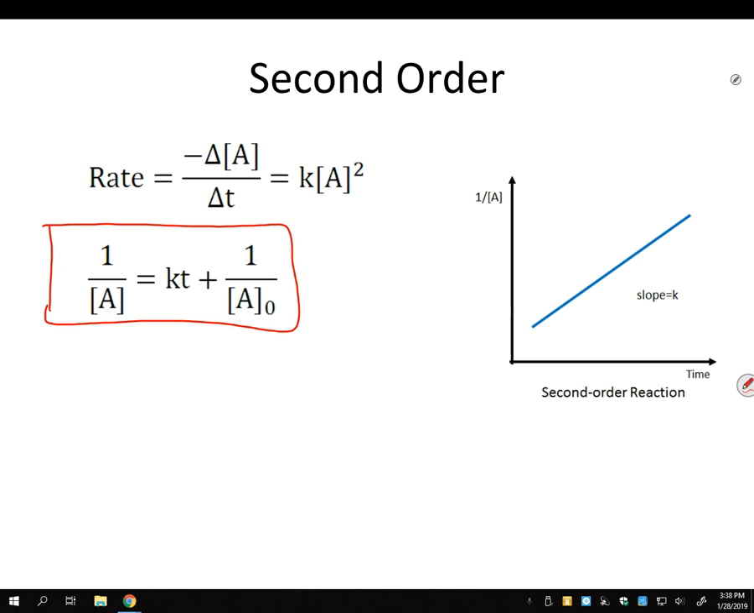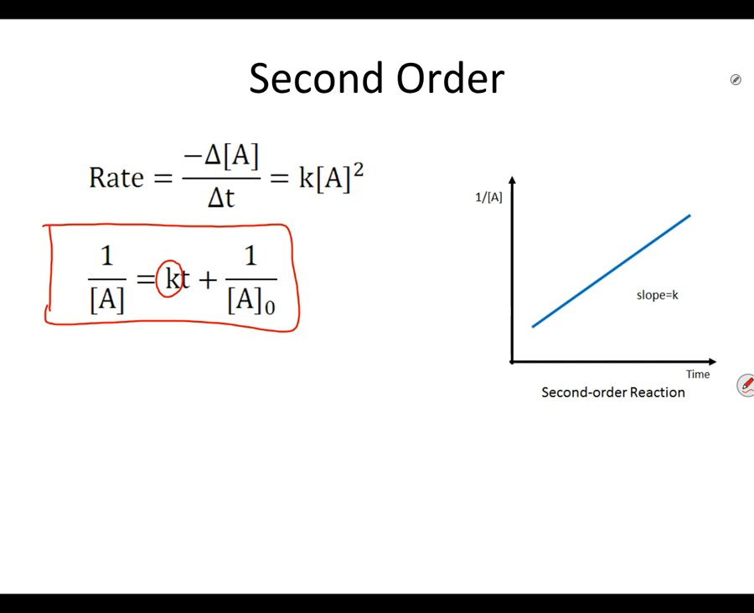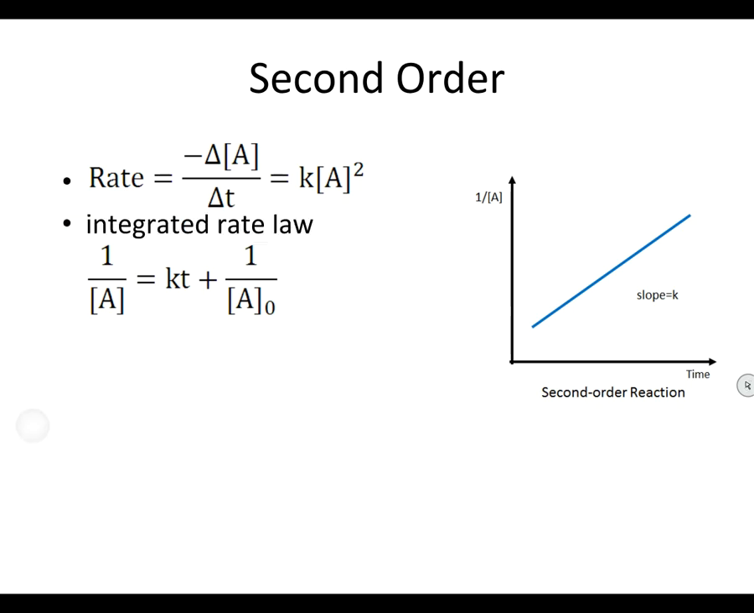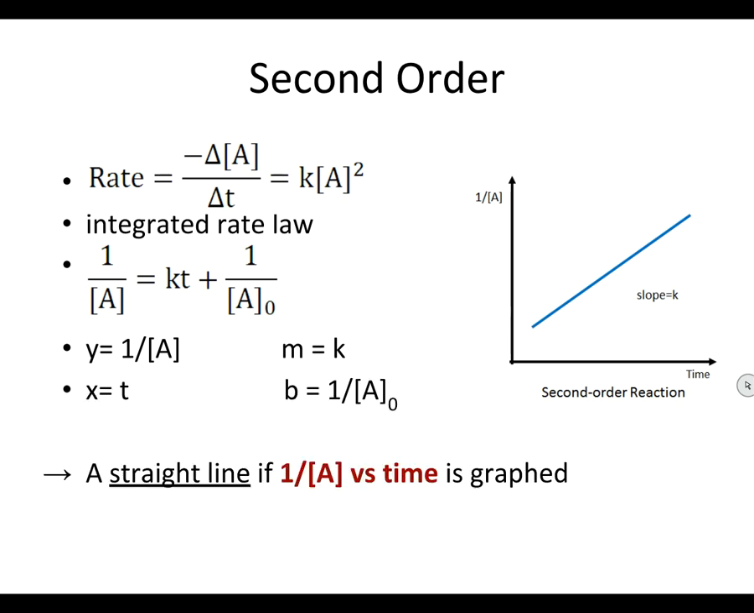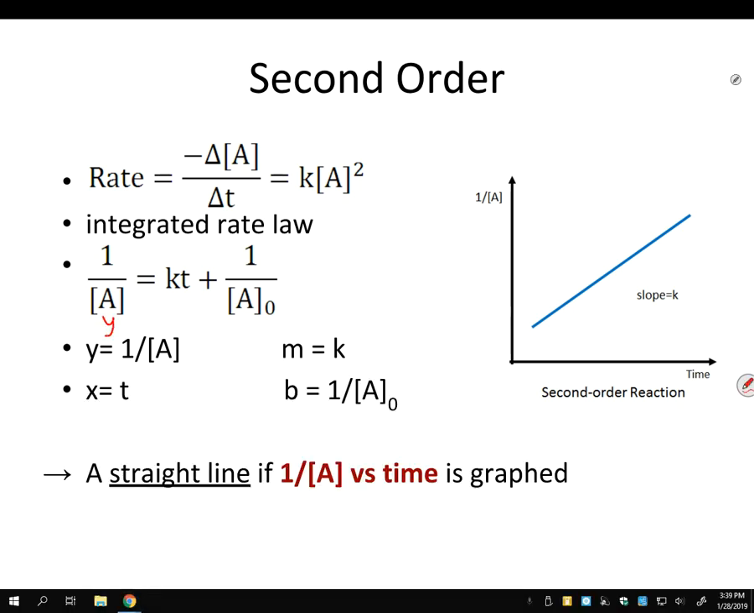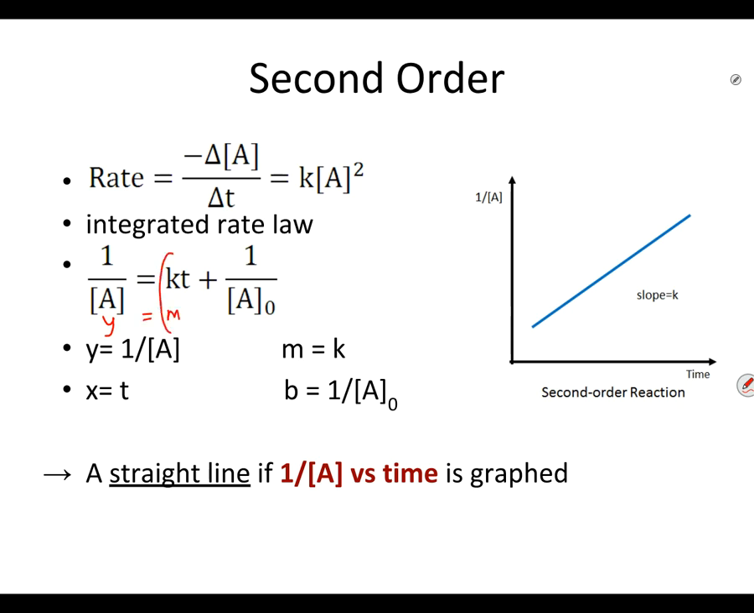The other thing I want you to notice is that we have a positive k here. And that means if we put this into our slope-intercept form, this is our y and equals m. Our slope is our rate constant times our x value. I wrote t again. And this is our x, and this is our b right here.